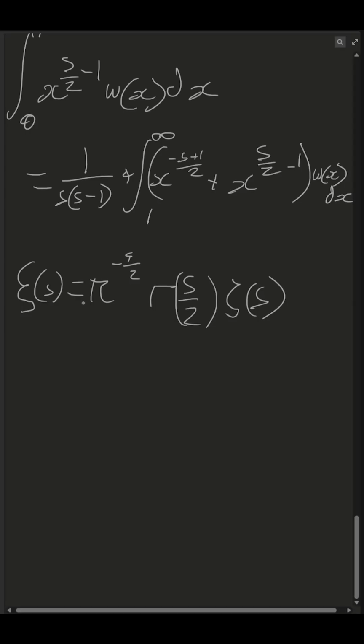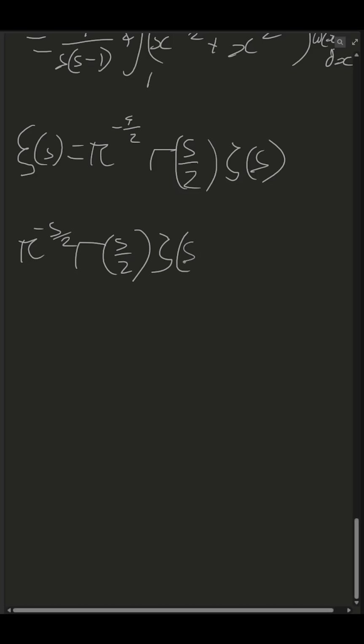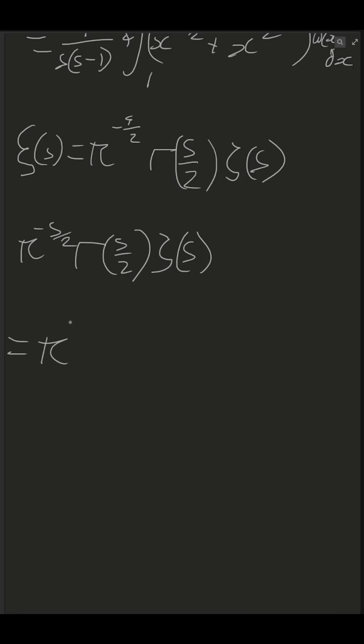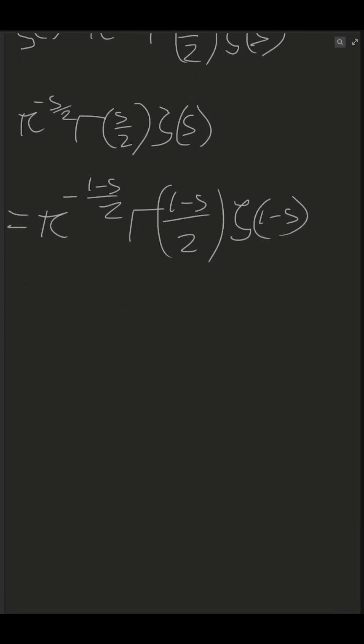And so what we can say is that using the property of the gamma function, pi to the minus s over 2 times gamma of s over 2 times zeta of s, that was the worst zeta I've ever seen, it looked like Pac-Man, is equal to pi to the minus 1 minus s over 2, gamma of 1 minus s over 2, and then zeta of 1 minus s. And now we're really close to the end.